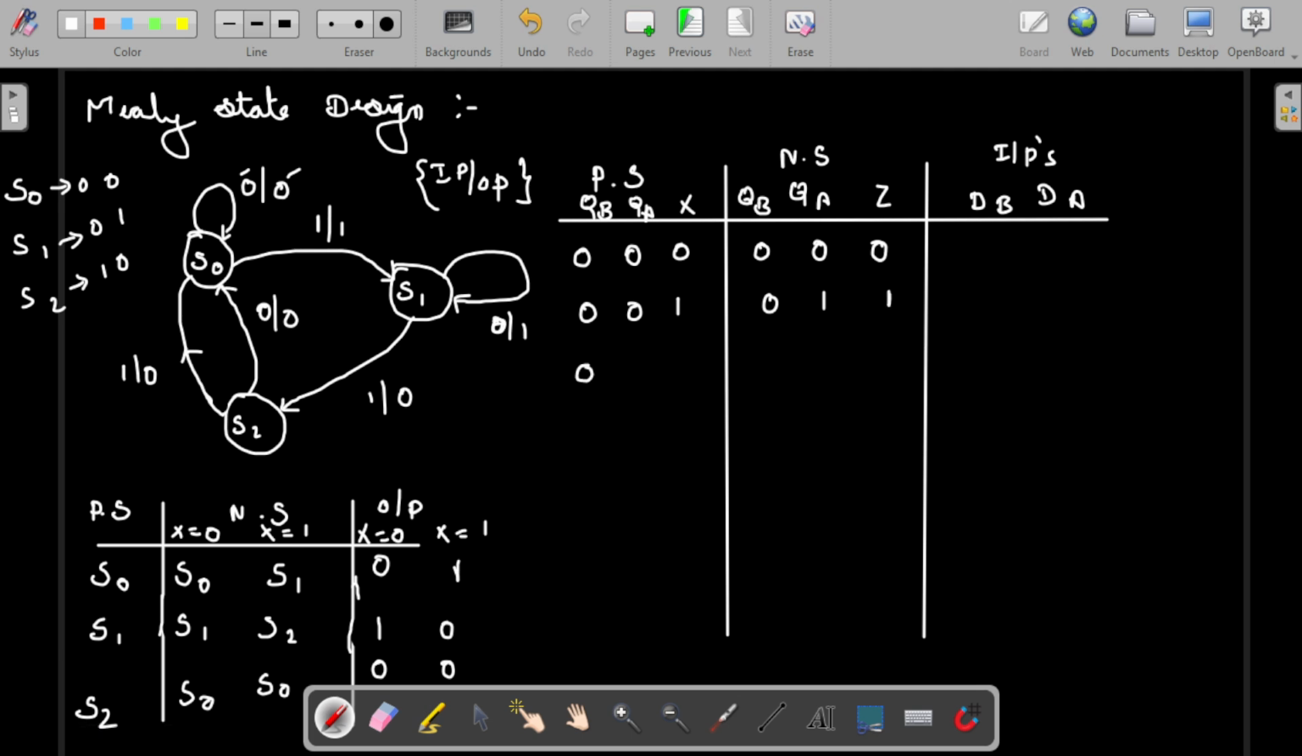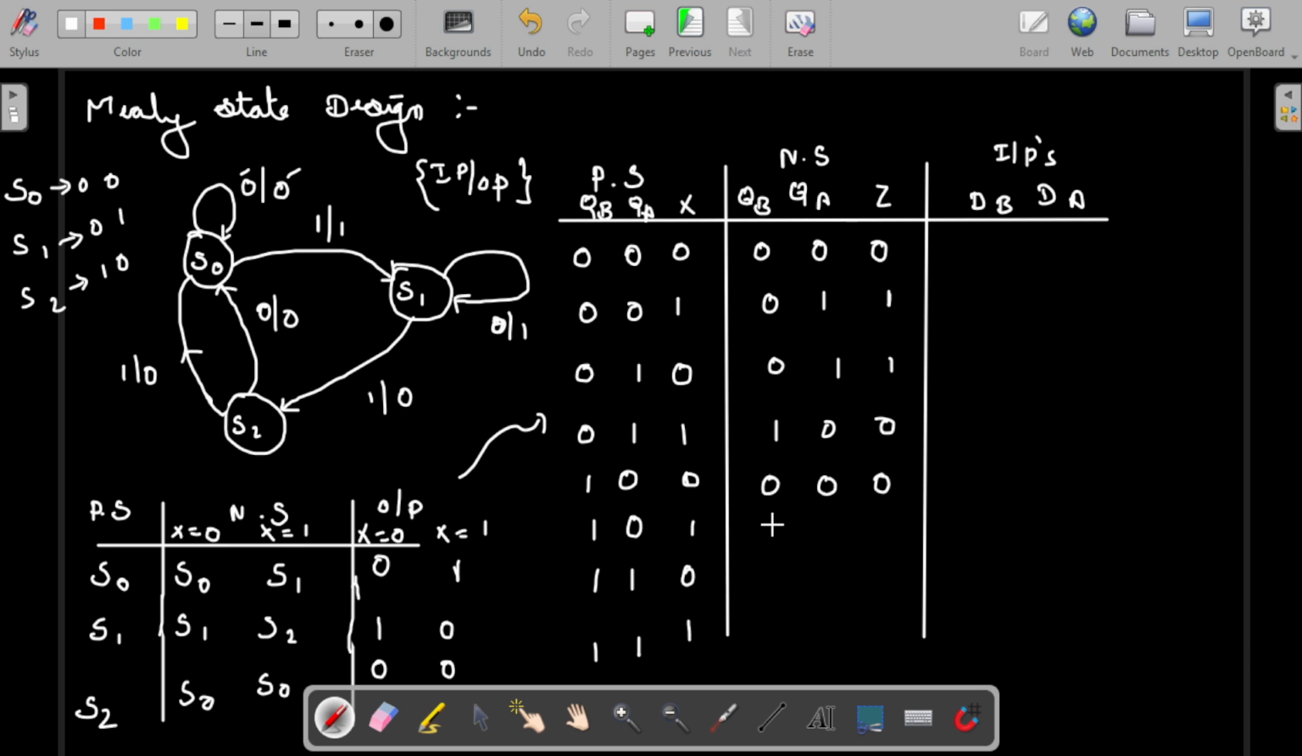So let me complete the rest of the table. You can also pause the video and try to complete it here. This will be very easy, a simple conversion from this to here. So when the input is 0 here, it will go to 0 1 and the corresponding output is 1. When the input is 1, it will go to 1 0 and the corresponding output is 0. So here it is 0 1, 0 1, and the corresponding next state will be 0 0, and the output will also be 0. So here it will be 0 0, and the output will also be 0 0.